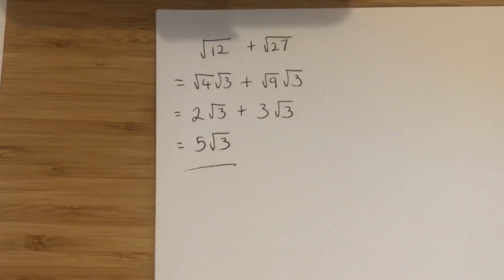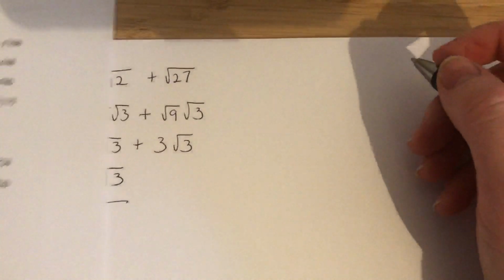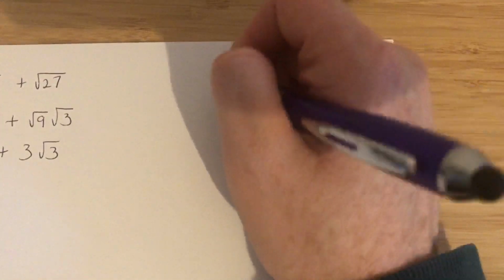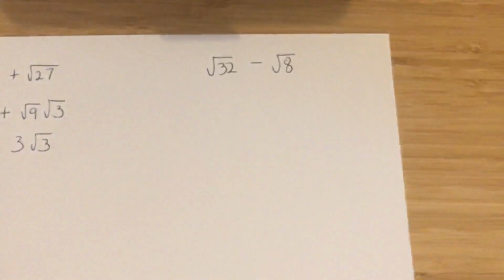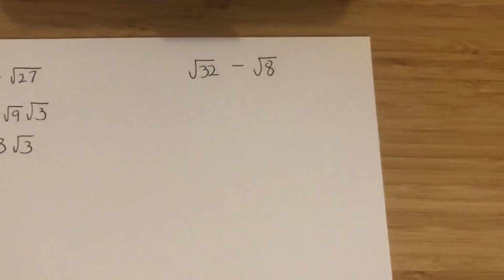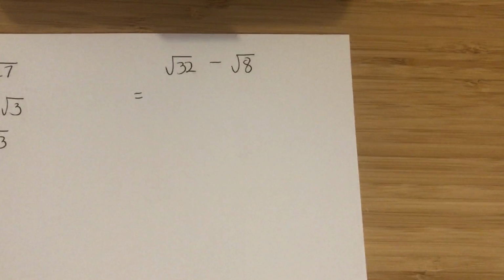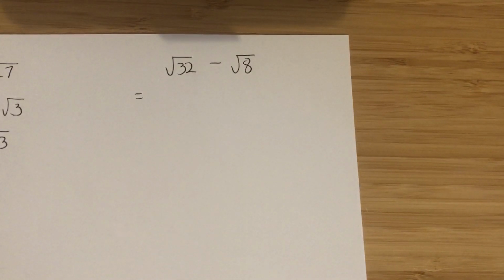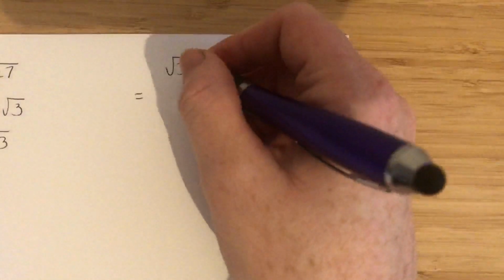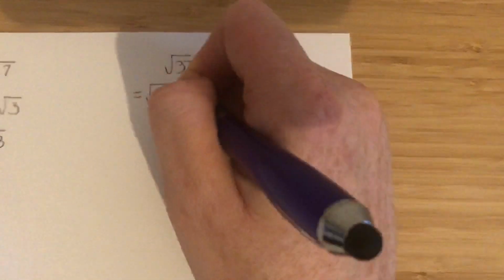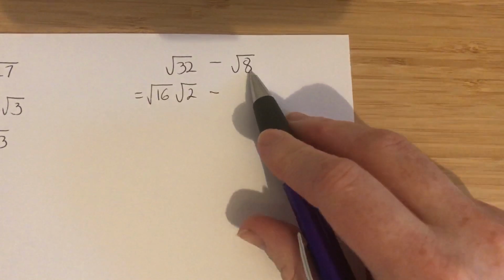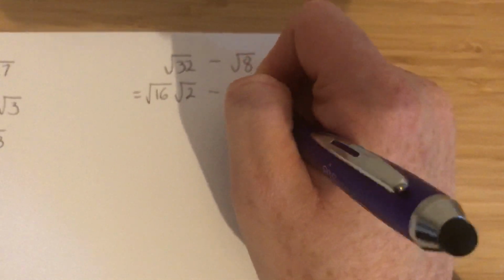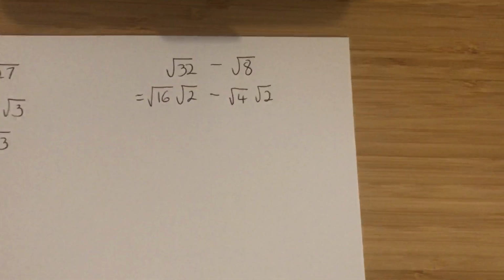So I'm going to look at another one now. This one is the square root of 32 minus the square root of 8. Right now, with different numbers under the roots, we cannot subtract these as they are. Square root of 32, two numbers that go into 32 where one is a square number. Again, we're looking for the highest one, so we are going to put down square root of 16, square root of 2, minus root 8 can be split into square root of 4 and square root of 2.